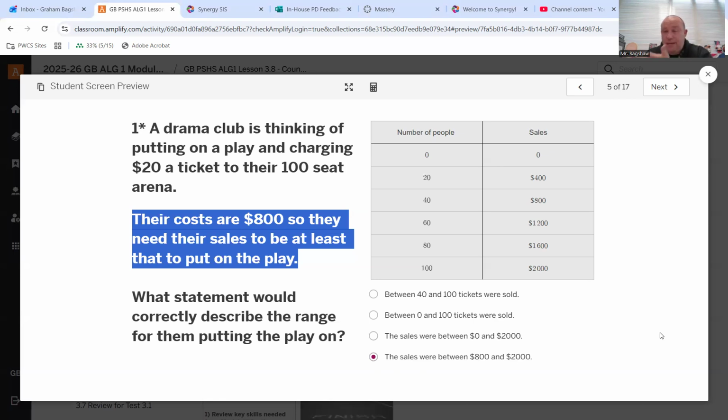Now, they could, of course, ask it the other way around. Instead of asking for range, they could talk about domain. So for that one there, if you've got to have at least $800, you need at least 40 people. You can't go more than 100 people just by the fact that they only have 100 seats in the question. So if this question was domain, we'd be picking answer A.